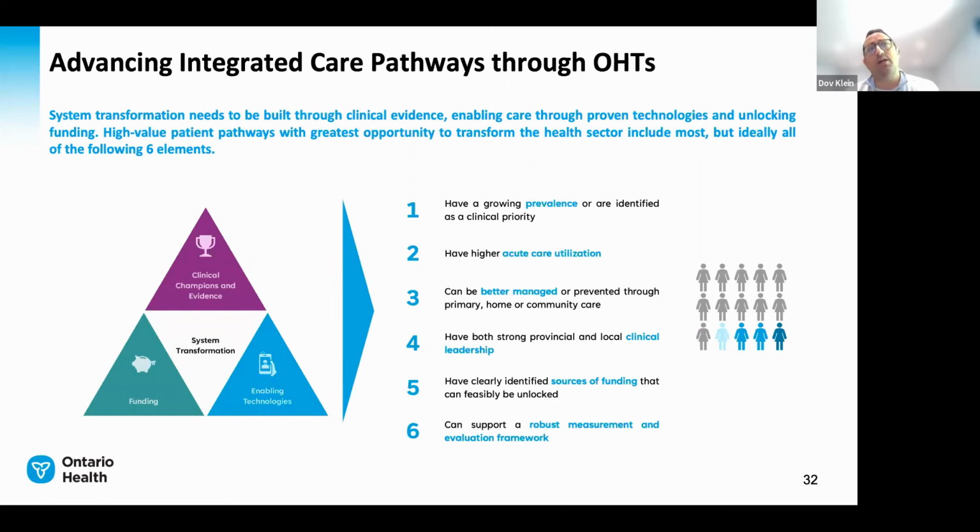And then 6 was a robust measurement and evaluation framework. And so these 6 things I think will guide us from an implementability perspective in which pathways we're going to focus on moving forward through OHTs.